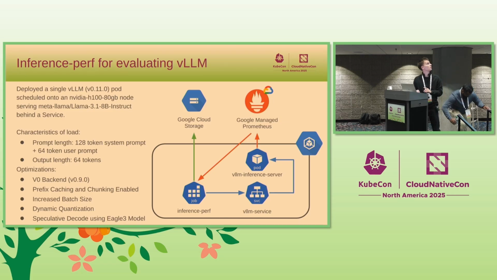Now, we can walk through a more practical example of how you would use InferencePerf to evaluate variations of a vLLM deployment. So in this case, the experiment setup was pretty simple. We ran InferencePerf as a Kubernetes job. A side note here, we do support running InferencePerf locally and in cluster, both are very well supported paths. We have documentation on this. It sent traffic to a vLLM service, which routed that to a single vLLM inference server pod that hosted Llama 3.1 8B.